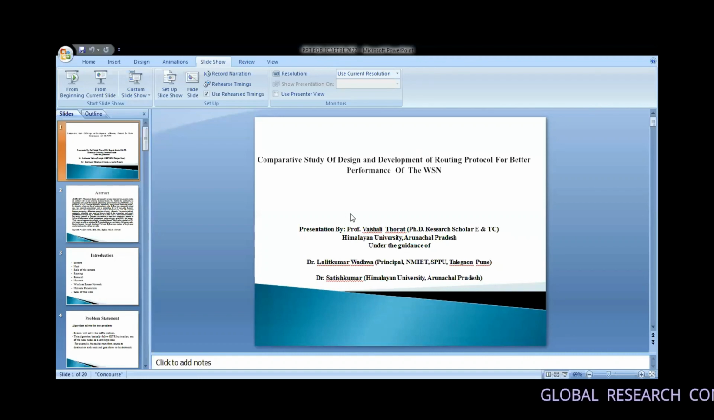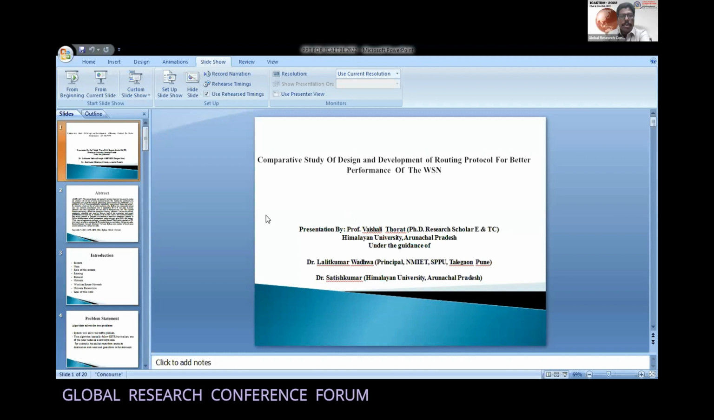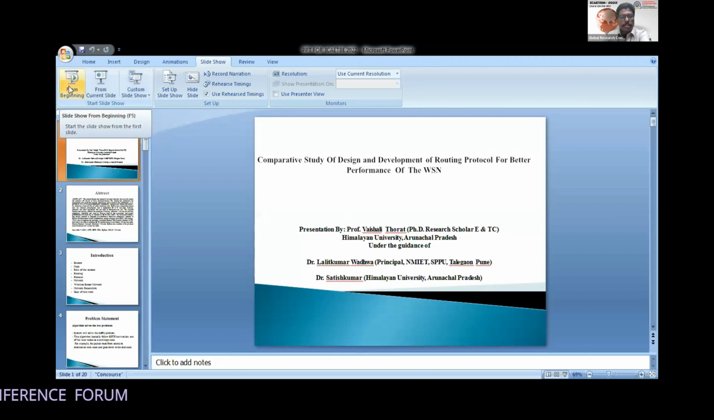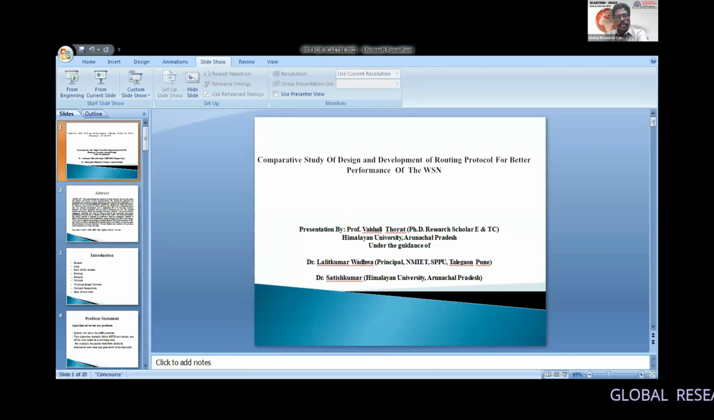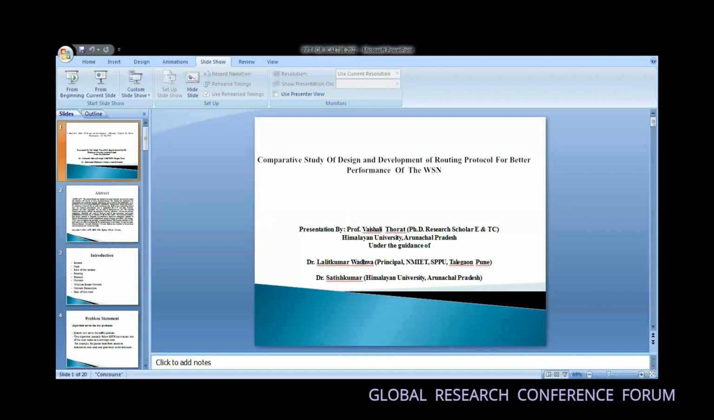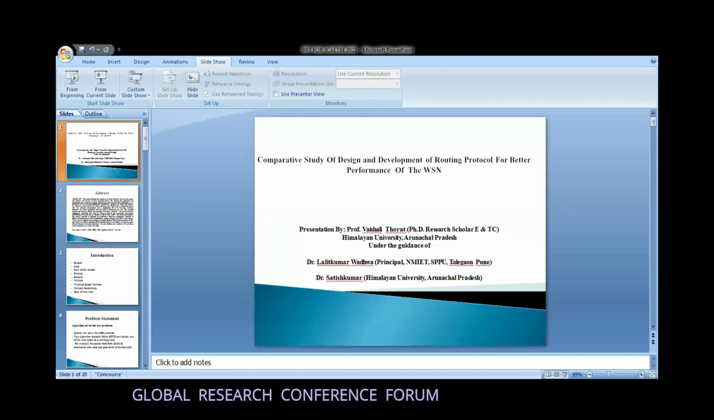Paper number 031. The topic is comparative study of design and development of the routing protocol for better performance of the wireless sensor network. Vaishali Thorat.